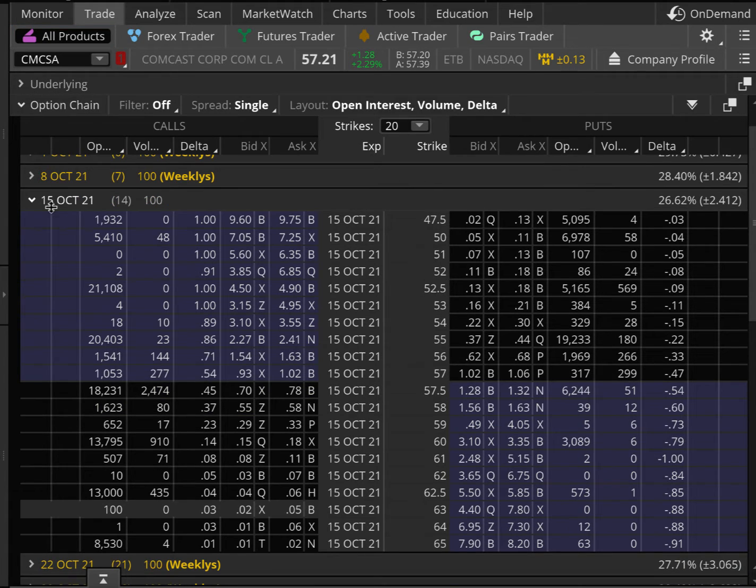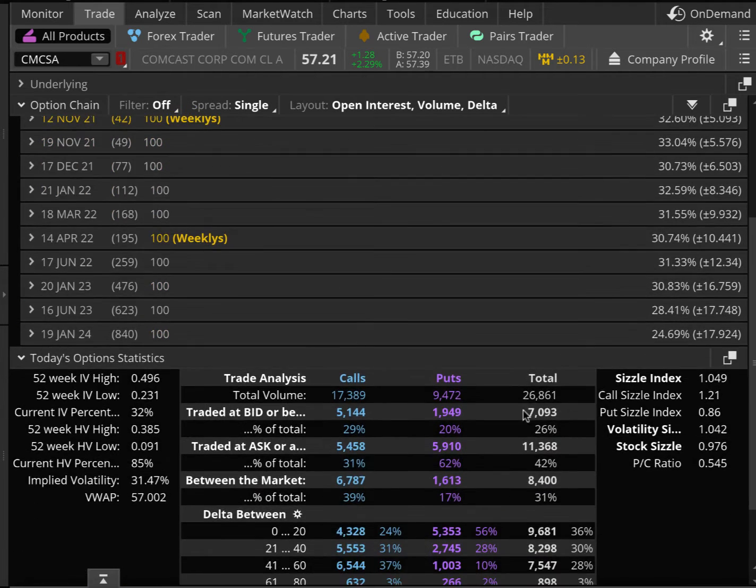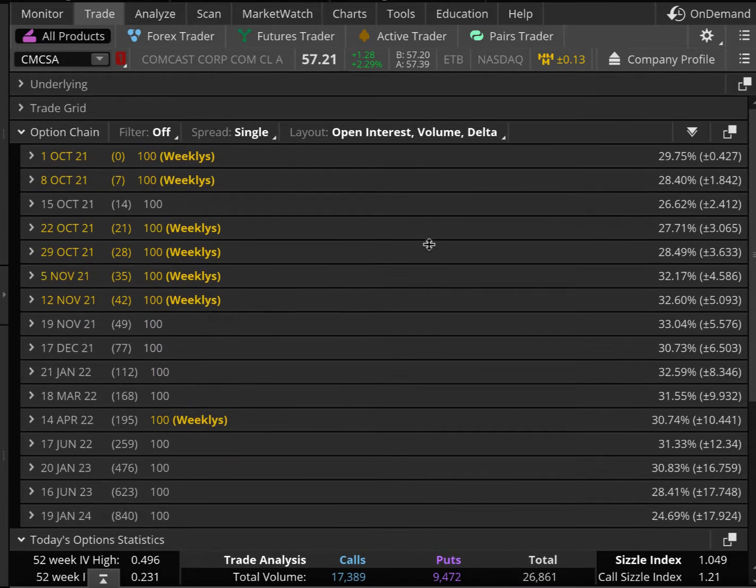On the monthly options chain, our implied volatility is 2.41, and our put-call ratio is less than 1, meaning that there's less puts than calls. So that means there's more calls, so that means the sentiment is up. Now let's look at the chart.